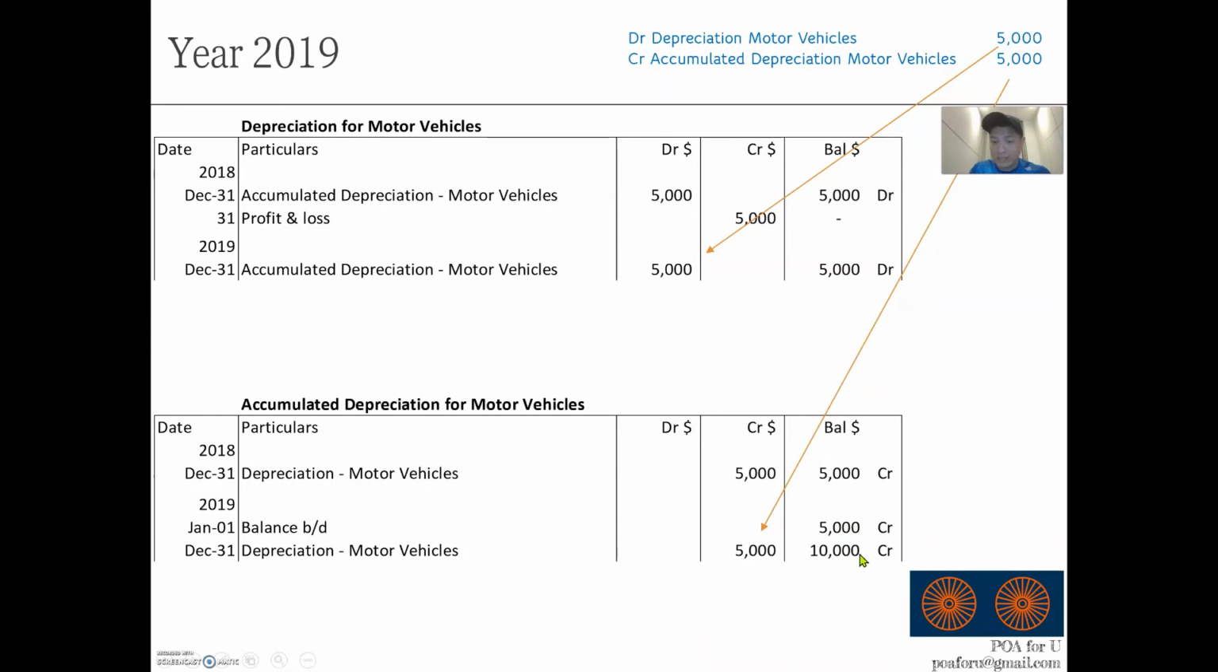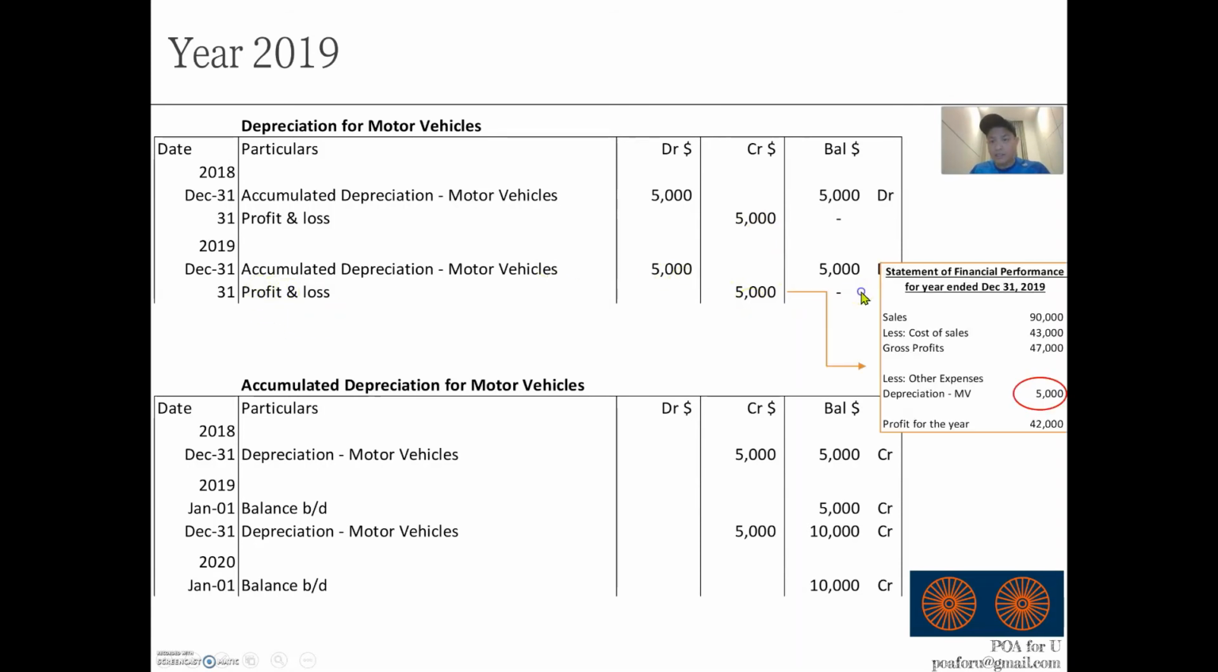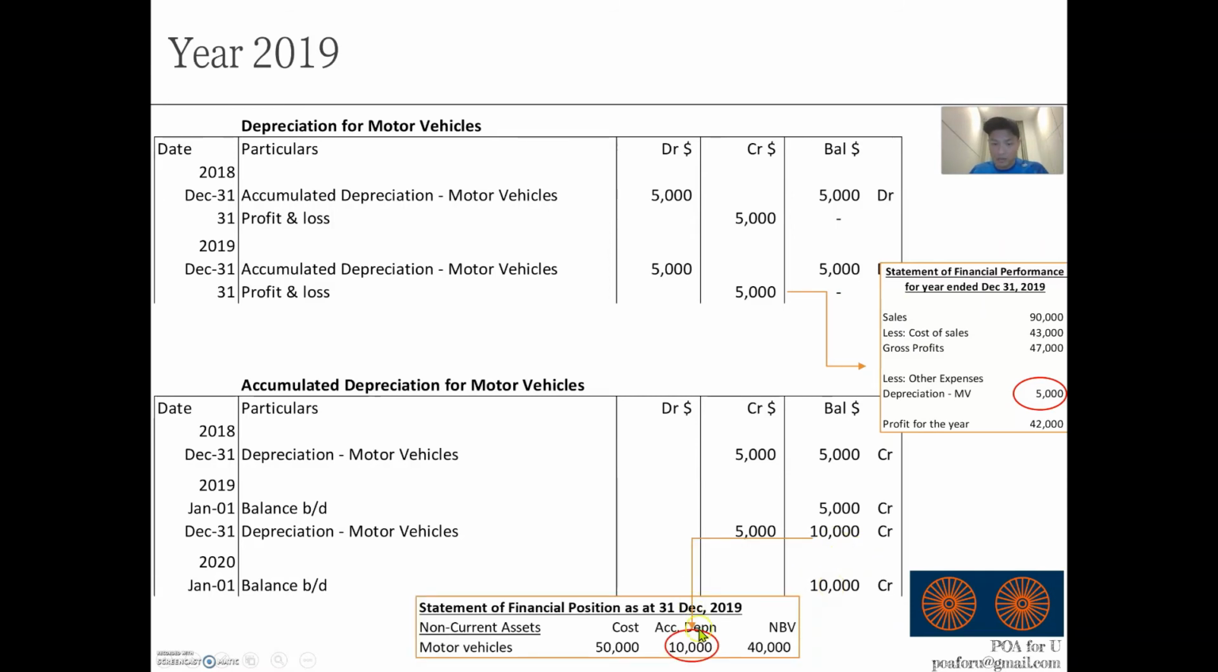and the accumulated depreciation will go up to $10,000. Now, like last year, you will close this off to profit and loss and zeroize it and bring it to your profit and loss for 2019. And the accumulated depreciation, you will close it off and then have a balance brought forward for the next year to close out this account properly. And this 10,000 would then be reflected in the statement of financial position in 2019 as the accumulated depreciation.